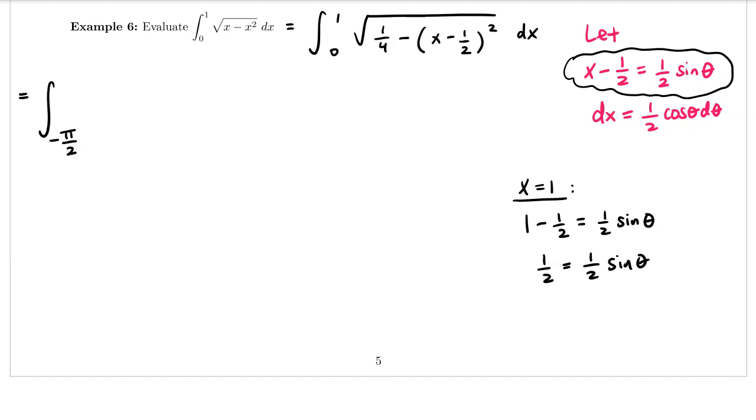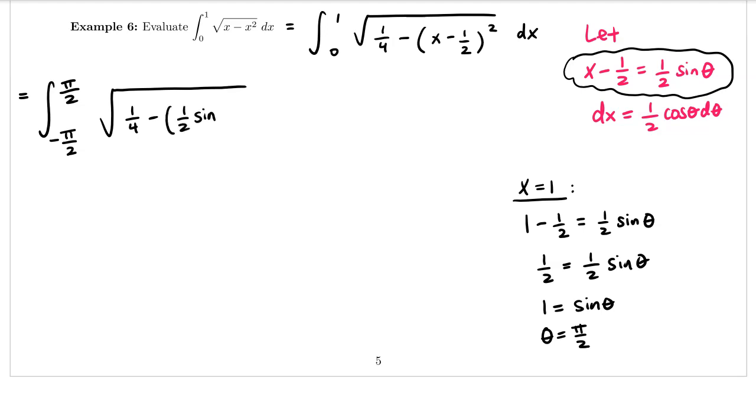If I multiply both sides by 2, then I get 1 equals sine of theta. Keeping my domain in mind, I know that theta is equal to pi over 2. So pi over 2 is my new upper limit of integration.